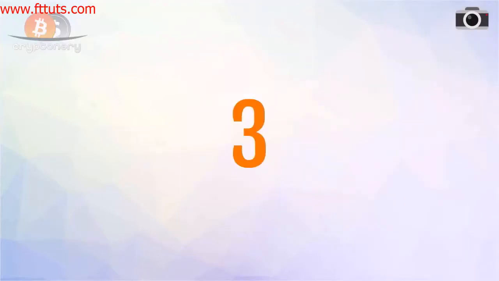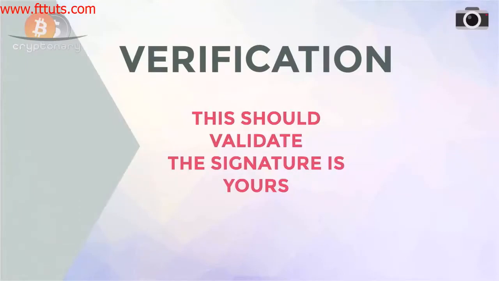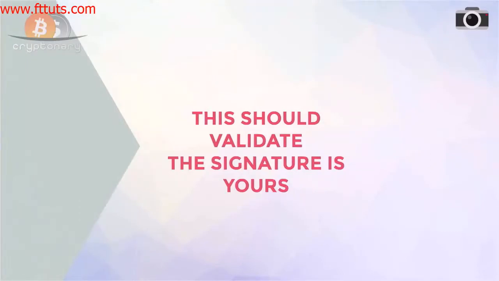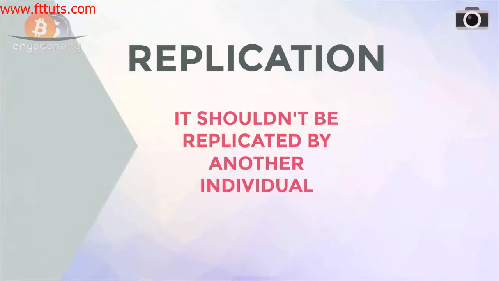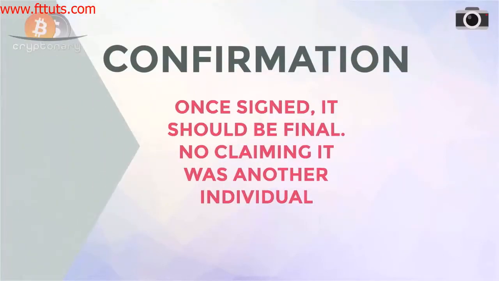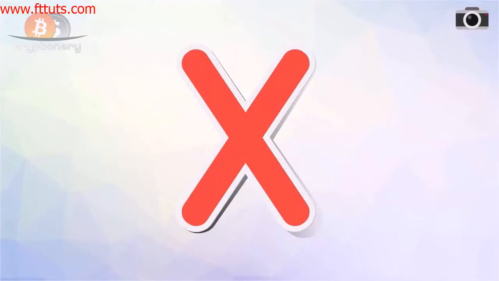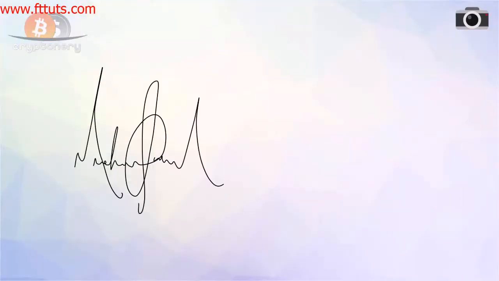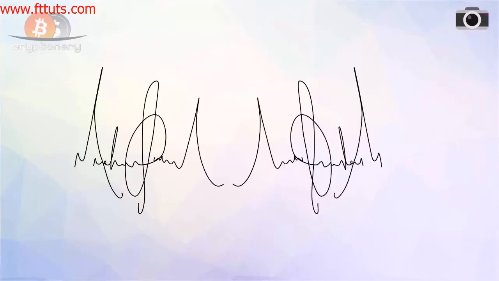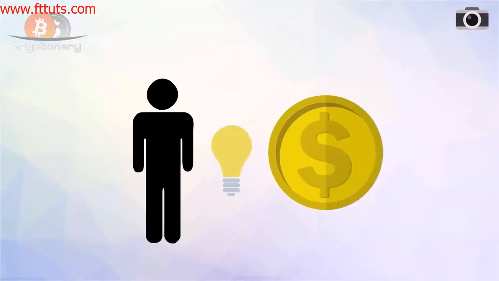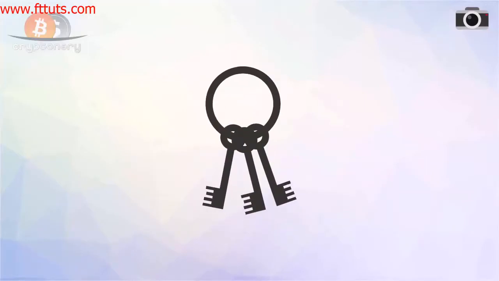It essentially has three main factors that make it a valid signature. Verification. This should validate the signature is yours. Replication. It shouldn't be replicated by another individual. Confirmation. Once signed, it should be final. No claiming it was another individual. Without this, it would be meaningless, right? Although in real life, there is still a risk of the signature being duplicated. Digital signatures solve this through a feature called keys.